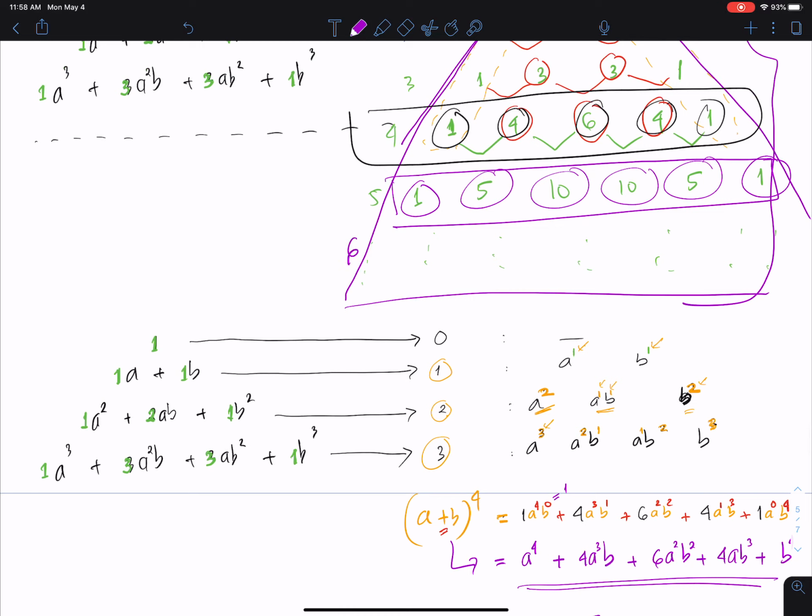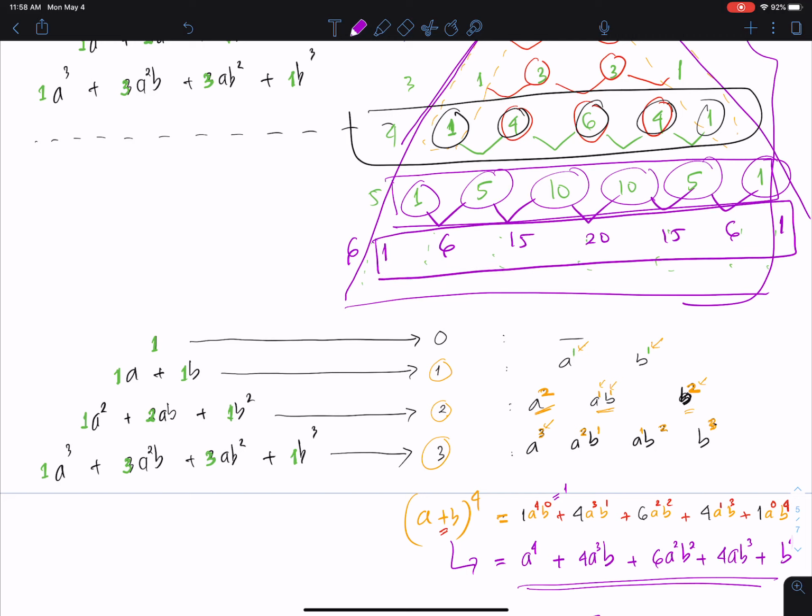If we have to the power of 6, that will be 1, 6, 15, 20, 15, 6, and then 1. Now, imagine this is for 6. So if we want to the power of 7, we need to do again 1, 7, 21, 35, 35, 21, 7, 1. This is for 7.